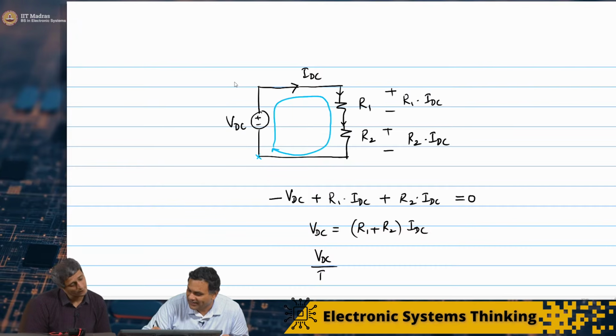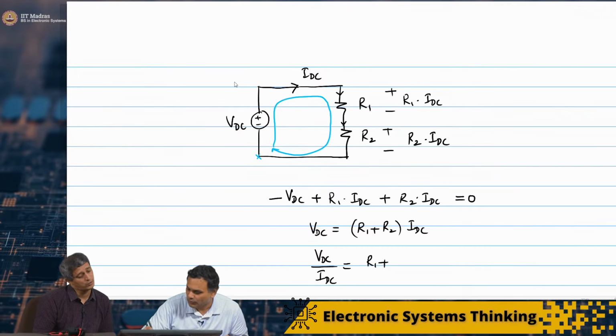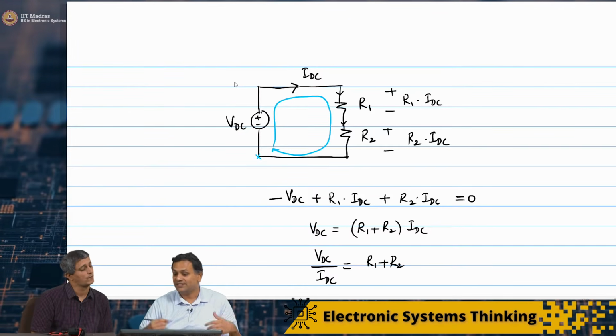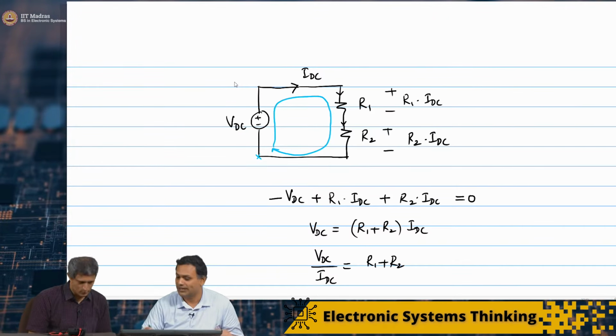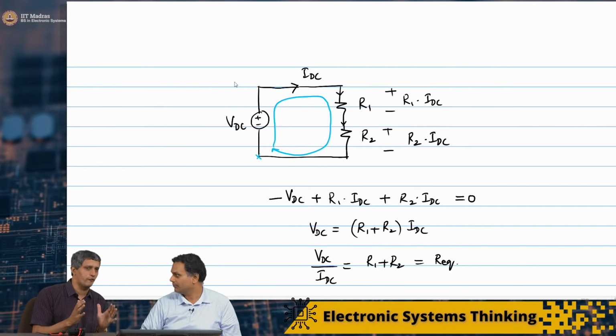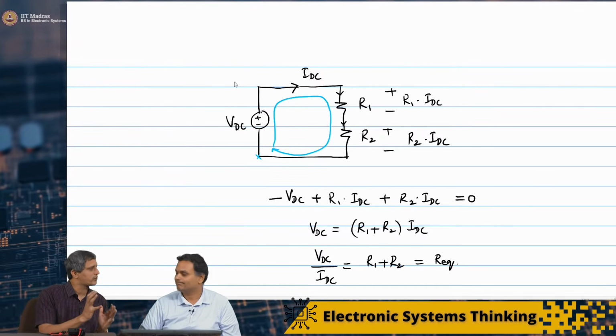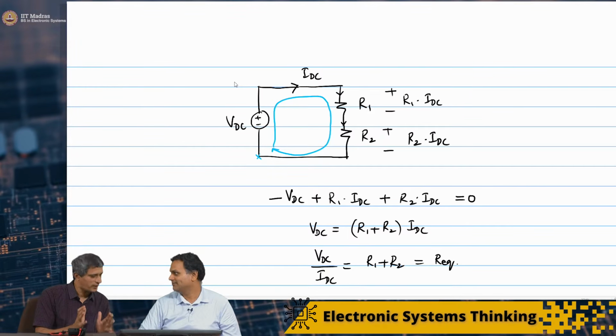So I'll write it like this directly. VDC by IDC is R1 plus R2. In fact, this is the equivalent resistance we have been wanting. So the equivalent resistance is as if there were only one resistor, right? The VI characteristics wouldn't change. That's correct.